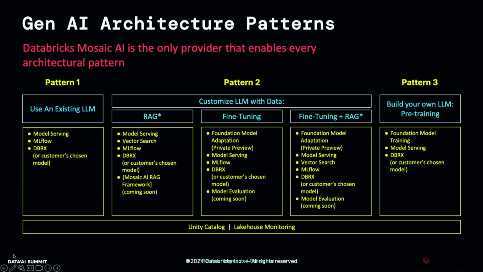How many of you know what RAG is? Okay, all of you know what RAG is. So the first thing is RAG. I won't explain what RAG is. The second is a little more advanced, where you're fine-tuning a foundation model with your own data. The third pattern is what we're seeing with customers: fine-tuning and RAG together to improve accuracy. And then the final pattern is pre-training, where you have billions and trillions of data points to build your own LLM from scratch. So those are the 3 patterns that we support on Mosaic AI.